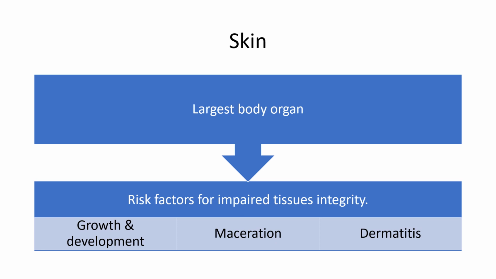When we look at the risk factors for impaired tissue integrity, there are expected changes across the lifespan that cause skin to be vulnerable at certain times, thus placing clients at a greater risk for developing alterations in skin and tissue integrity. In particular, clients that are at the most risk are early and late in their life cycle. During infancy and early childhood, the skin is immature.